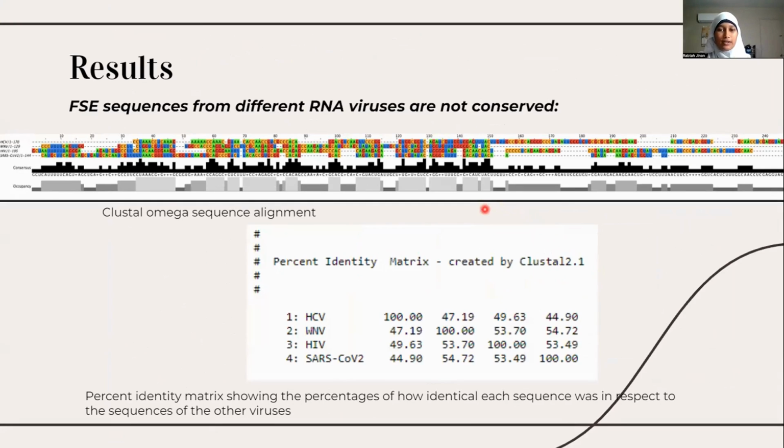And the consensus panel, which is the black bar over here, represents the sequence similarity of the RNA FSE between various RNA viruses. So the taller the bar means that the more highly conserved the nucleotides are for that particular position. Then over here, we see the percent identity matrix, and it illustrates that the sequence conservation between the FSE from the various RNA viruses is less than 60%. So this tells us that the RNA virus sequences are not the same.